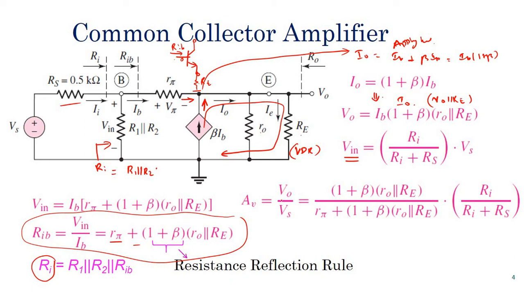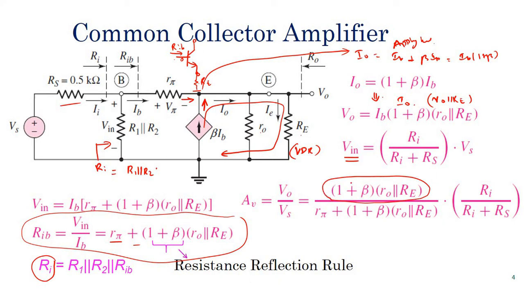So what is V naught? V naught is Ib into 1 plus beta into R naught parallel Re. Voltage gain is V naught by Vs. So if you consider this, V naught is this quantity.